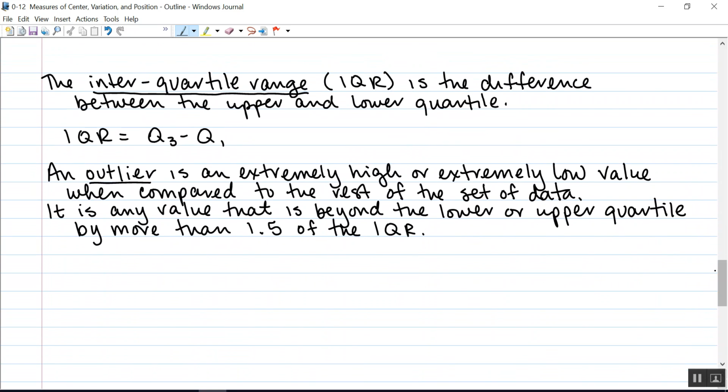The interquartile range is the difference between the upper and the lower quartile. We abbreviate this IQR, and it's going to be basically Q3 minus Q1. Now, an outlier in a set of data is an extremely high or extremely low value when compared with the rest of the data. In other words, it kind of lies outside of where most of the data is. And by definition, it is any value that is beyond the lower or the upper quartile by more than 1.5 times the IQR. Let's take a look at an example.